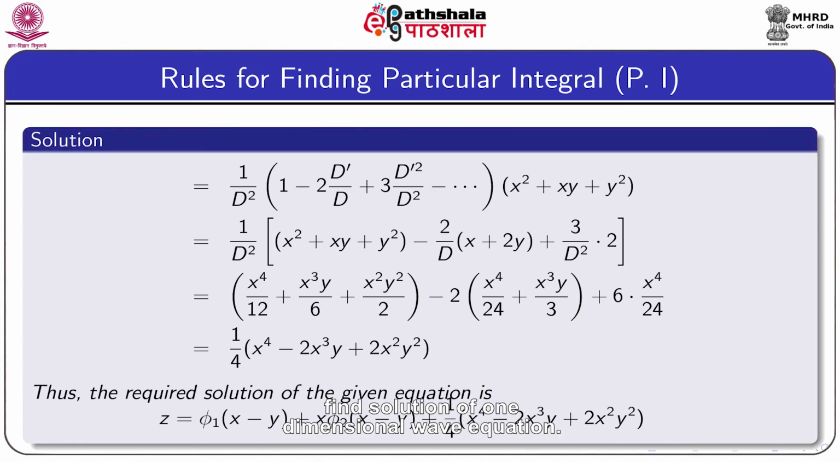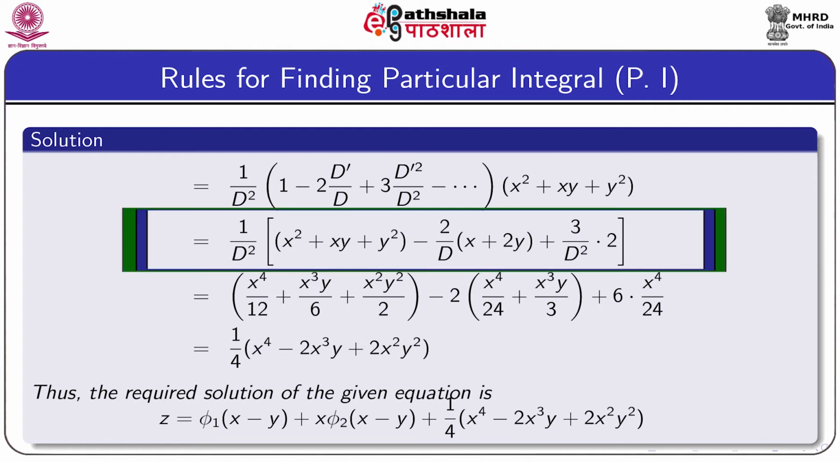that means D dash is the derivative with respect to y. So, D dash square represents the derivative with respect to y twice. So, if we take the second order derivative of x square plus xy plus y square twice with respect to y, it becomes 2. So, the terms become, as written in the second line, 1 by D square x square plus xy plus y square minus 2 by D x plus 2y plus 3 by D square into 2.